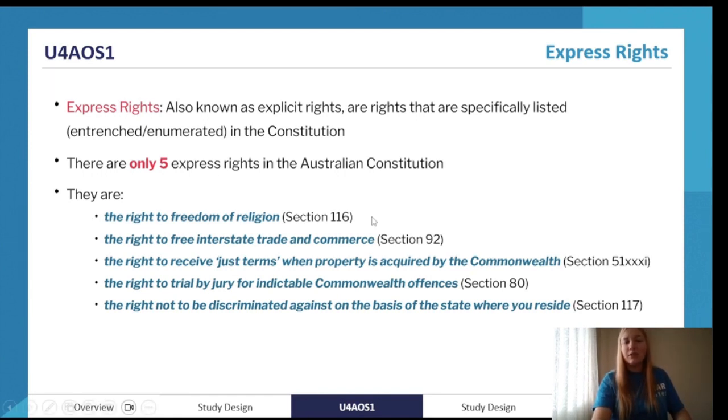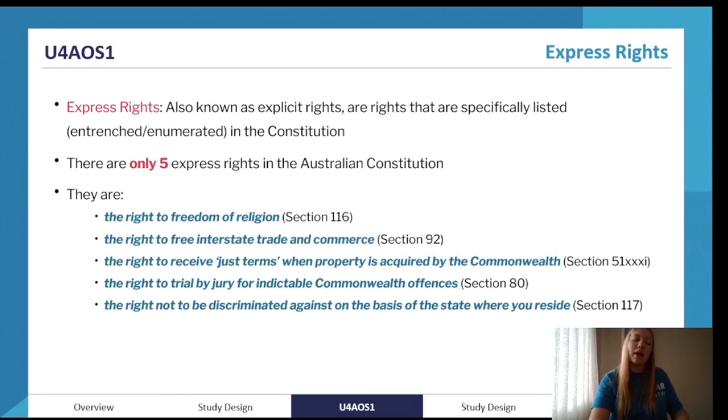It is the right to freedom of religion, which is our section 116, which we need to remember. Essentially, the government cannot impose laws interfering with religious practices or declare that one religion is the religion of the country, which offers protection for people to have a variety of religions here and nothing to interfere with their practice. The right to free interstate trade and commerce in section 92. You do need to remember the sections. This is very straightforward. The title is self-explanatory. It means that the states can trade and have import and export with each other for free, and cross borders for free.